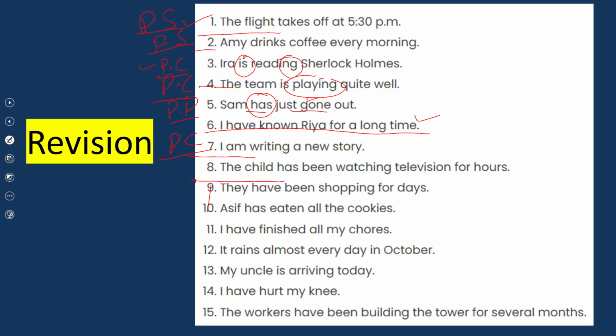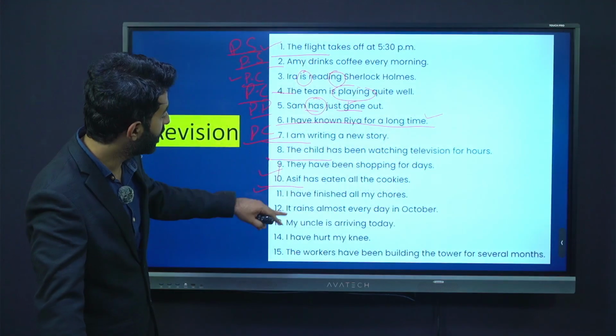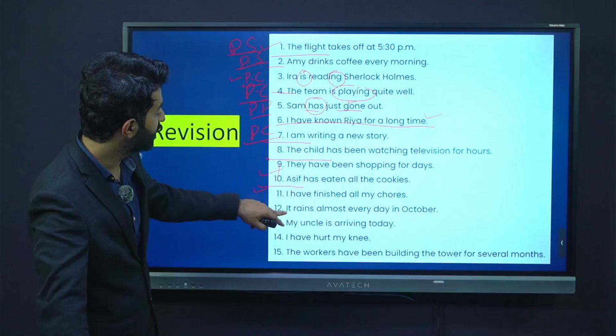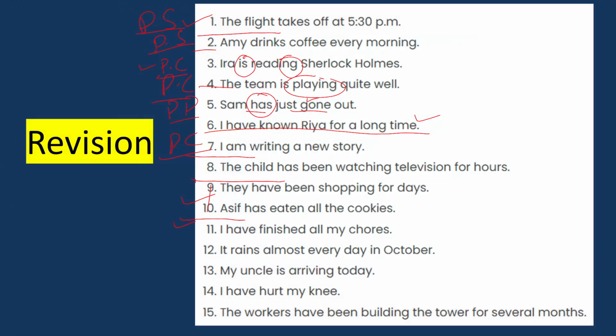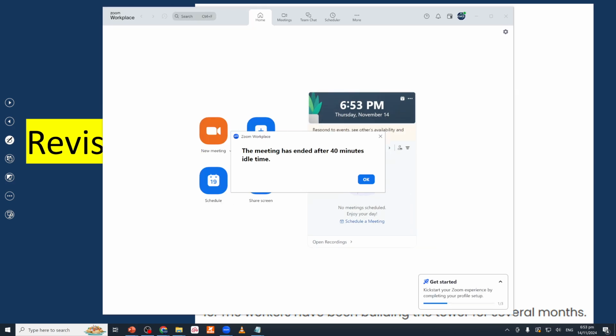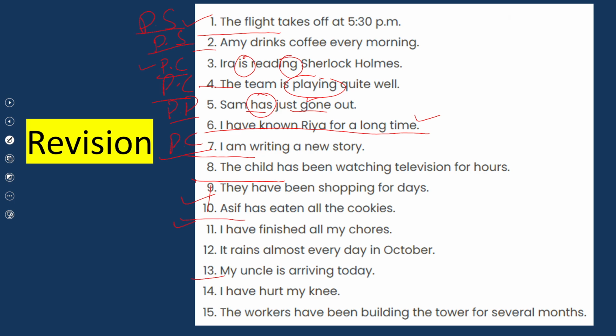Yes. Asif has eaten all the cookies. Present perfect. I have finished all my chores. ठीक है? Why not past? Because we have. It rains almost every day in October. Yes, simple present. My uncle is arriving today is present continuous. I have hurt my knee. All right. Yes, I have hurt my knee.